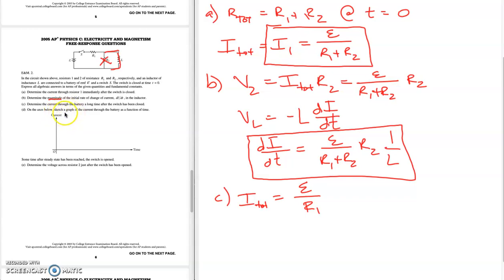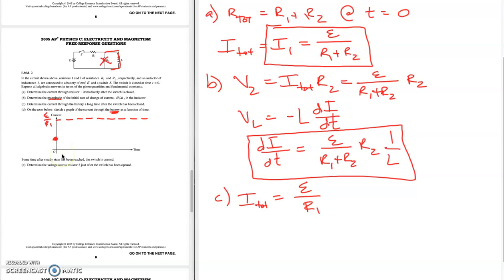Okay, sketch a graph of the current through the battery as a function of time. All right, so through the battery tells us that we're looking at the total current. So what we're going to do is connect our answer to A with our answer to C with a 1 minus exponential decay curve. So our answer to C is going to be a bigger number since we're dividing by a smaller number. So E over R1.